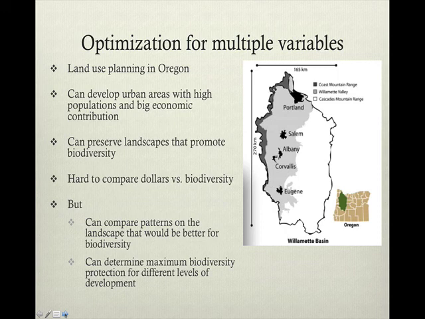But what we can compare, and this study did this, is what are the patterns on the landscape that would be better for biodiversity and how much area do they take up? And that includes looking at farm use, forest use, industrial and urban uses. And then we can determine, from any particular amount of area devoted to biodiversity, what's the maximum biodiversity protection that you could get. So you have a certain amount dedicated to development, a certain amount dedicated to biodiversity, and by rearranging the land use patterns, you can get high biodiversity. So you're not trading off dollars directly for biodiversity. You're looking at both of them at the same time.